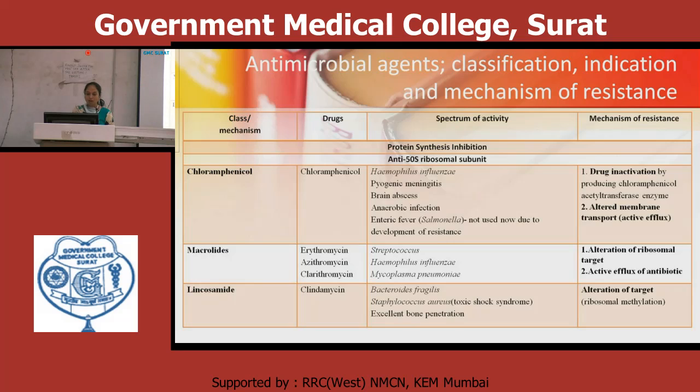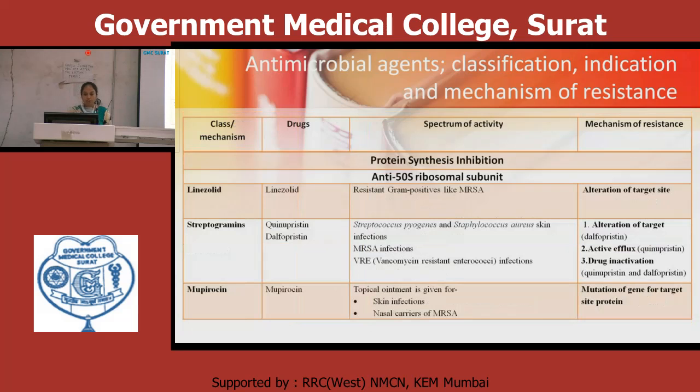Macrolides class, drugs are erythromycin, azithromycin and clarithromycin, against Streptococcus, H. influenzae and Mycoplasma pneumoniae. Resistance is alteration of ribosomal target and active efflux of antibiotics. Lincosamides drug is clindamycin, against Bacteroides fragilis, Staphylococcus aureus, with excellent bone penetration. Resistance is by alteration of target site, ribosomal methylation.